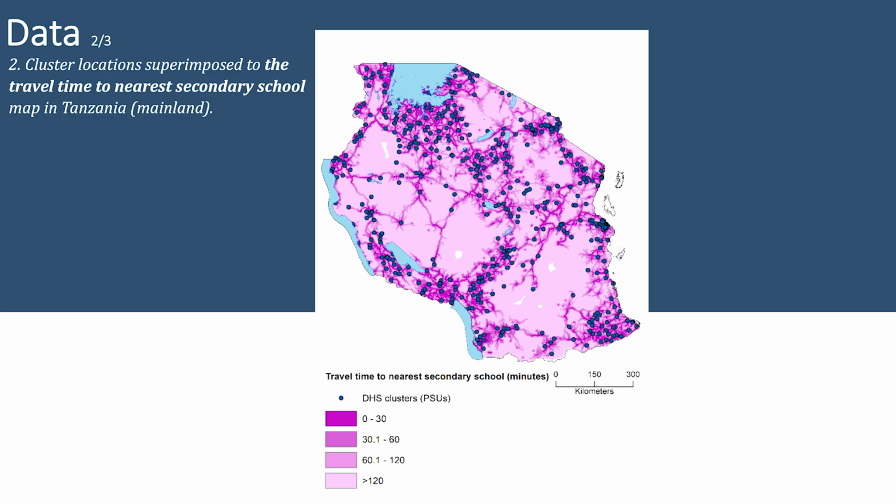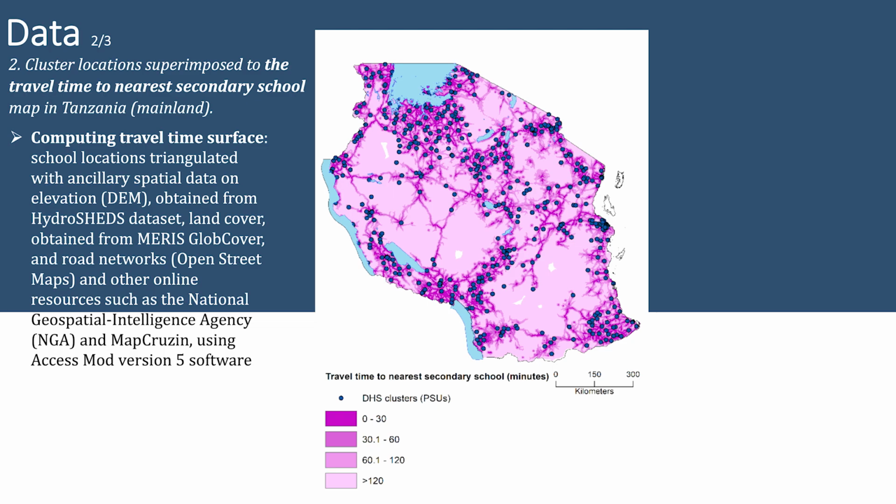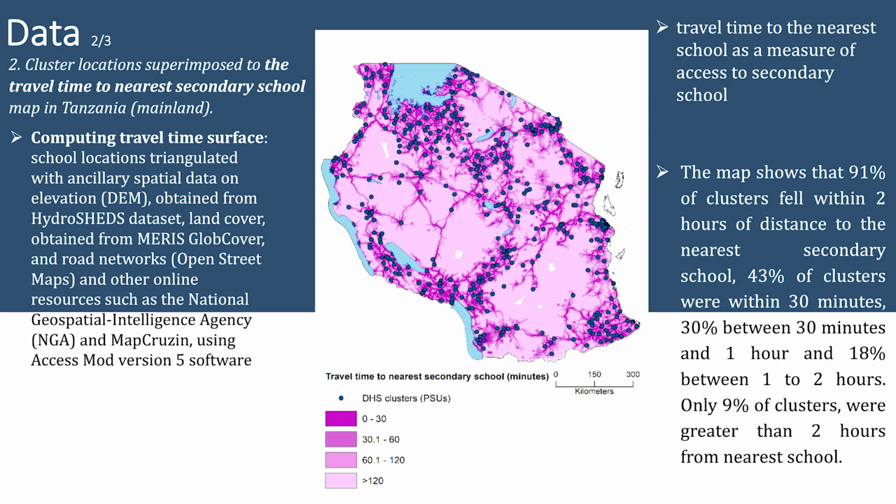So this pink map here is a surface of the travel time to the nearest secondary school. And that was computed by using AccessMod version 5 software. We triangulated school locations with a set of ancillary spatial data on elevation, land cover, road network, and so forth. And of course, travel time to the nearest school is a measure of access to secondary school. And this is the way we interpreted it in our modeling.